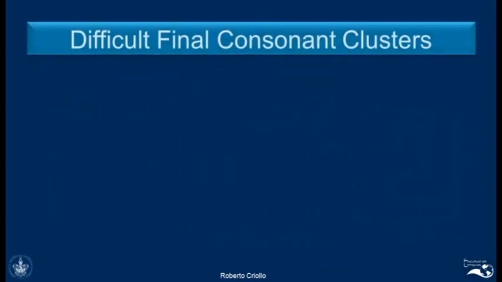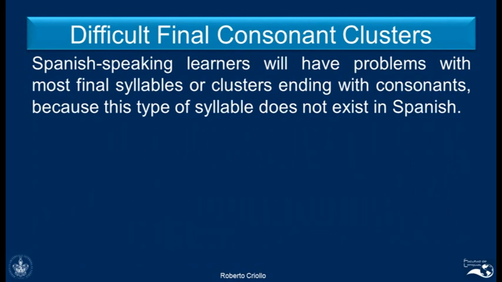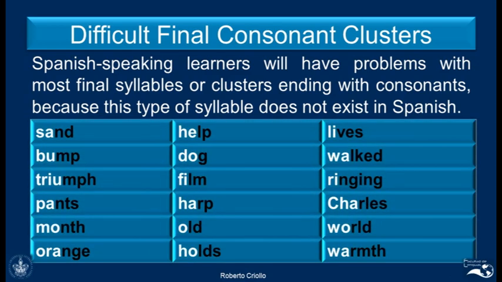Let us now focus on the final consonant clusters. Most of these will be difficult for Spanish-speaking learners because in Spanish there are no consonant clusters at the end, except for those from words that have a foreign origin or that come from native languages such as Nahuatl. So some difficult clusters are as follows: sand, bump, triumph, pants, month, and orange.